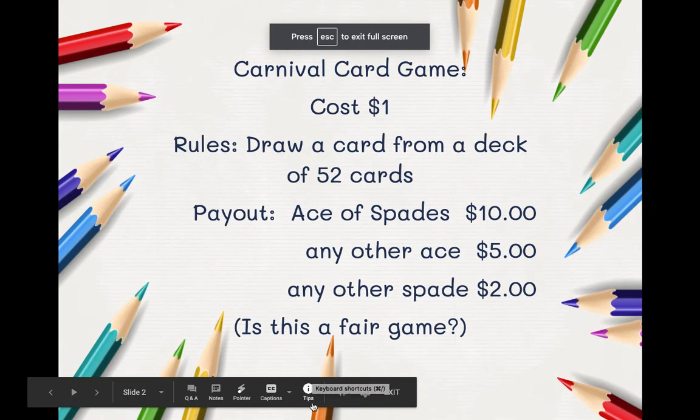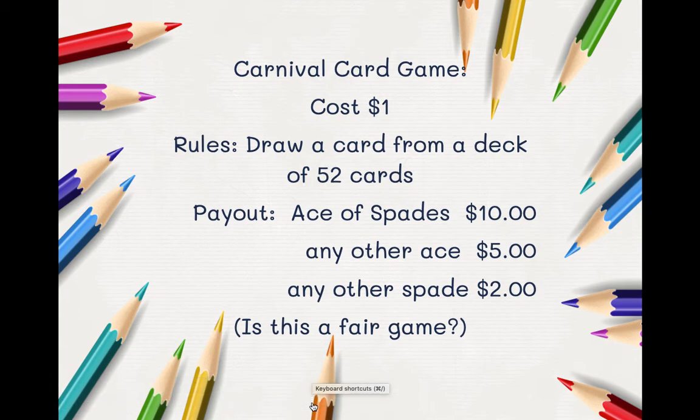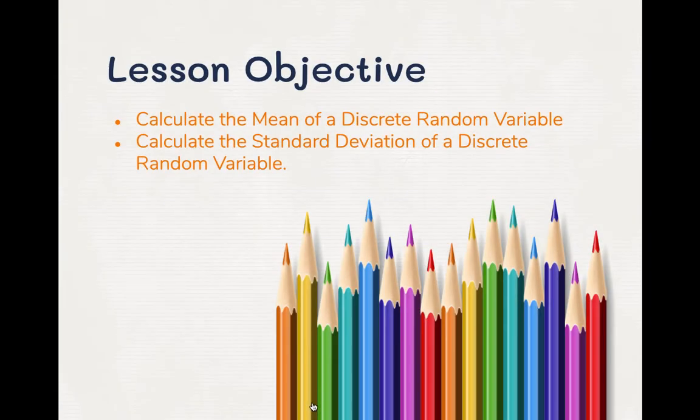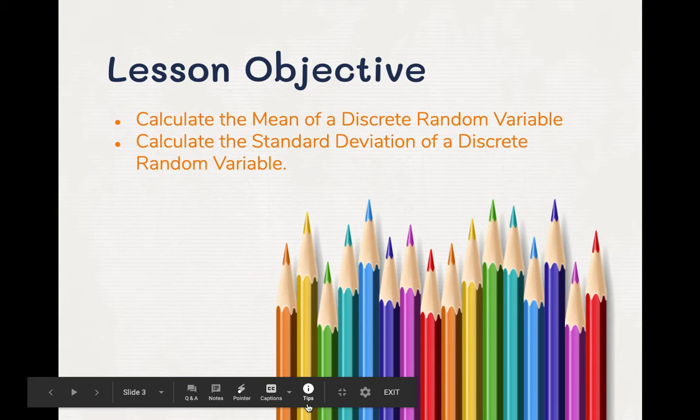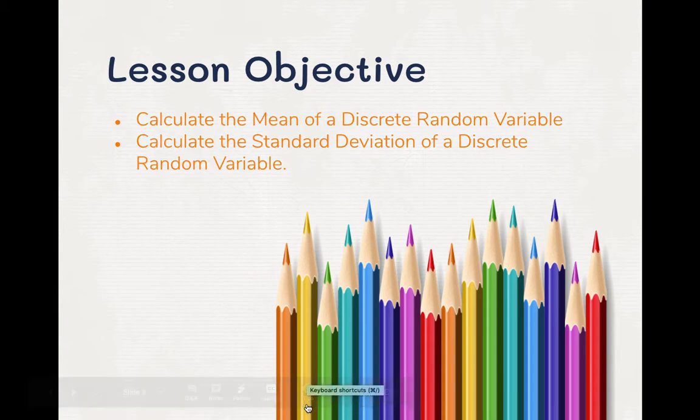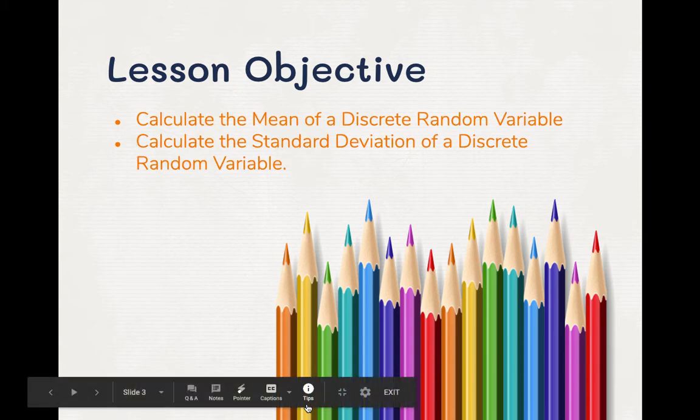Our learning targets are that we're going to calculate what we call the mean of a discrete random variable and the standard deviation of a discrete random variable. These are the tools we will use to look at something like this and say, is this fair or not?